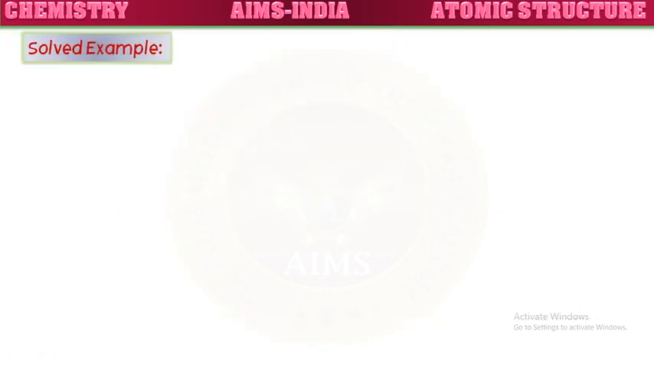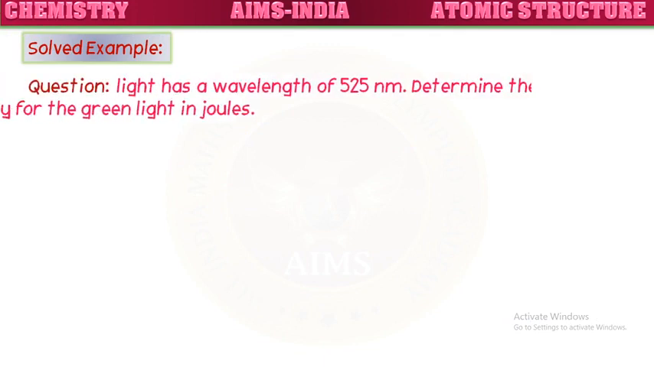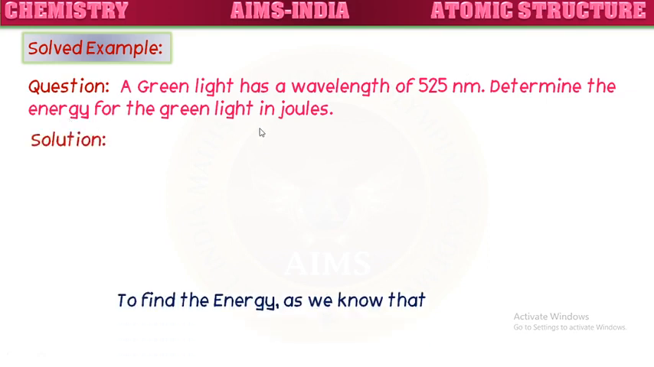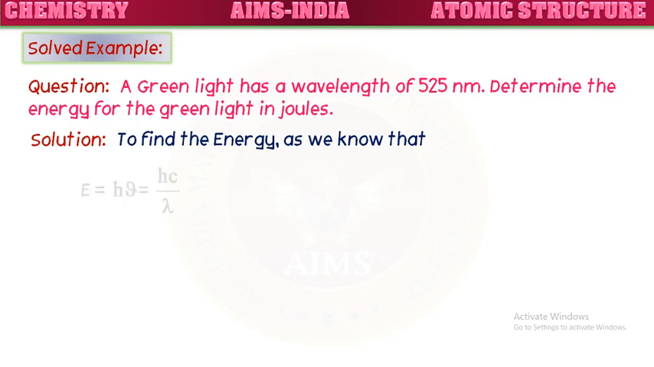Let us see a simple solved example based upon Planck's quantum theory. The question is given like this: a green light has a wavelength of 525 nanometers. Determine the energy of this green light in joules. So they have given the wavelength and we have to calculate the energy for this green light. So let us see the solution. To find the energy, as we know, E = h nu, or E = hc by lambda. So let us take this formula, E = hc by lambda, because here they have given the wavelength, and we know h and c as constants. So we know these values. We substitute these all to calculate energy.